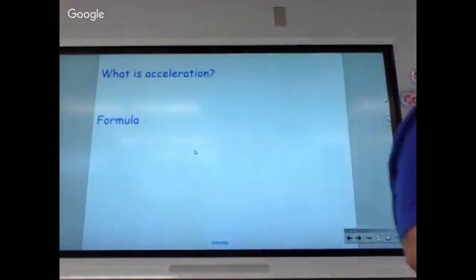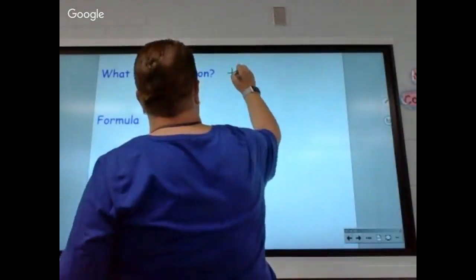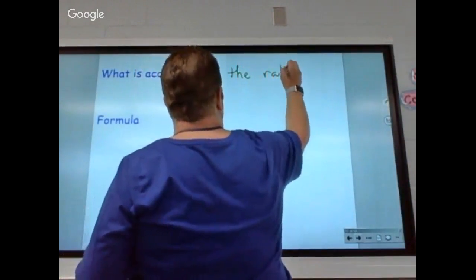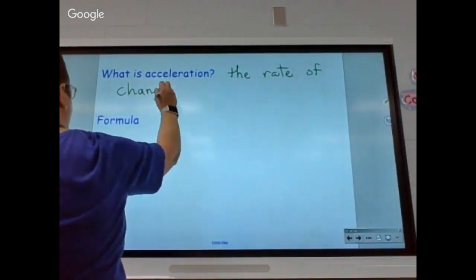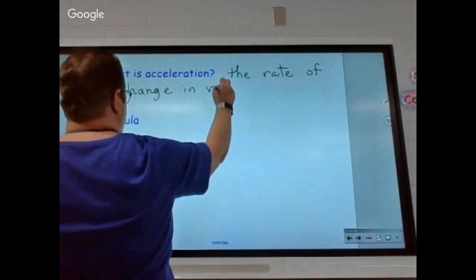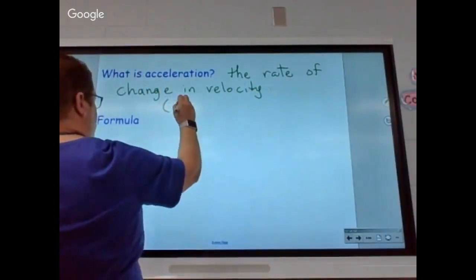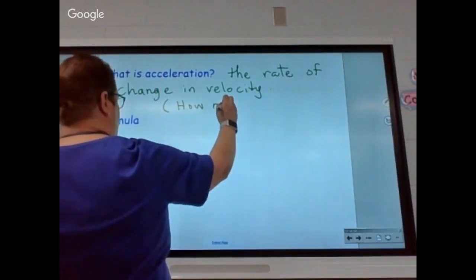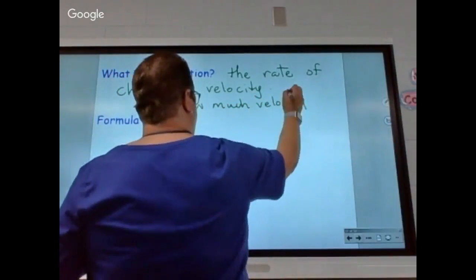All right, if you look at your reference table, the acceleration formula is a little different than the ones we've done. But first, what is acceleration? Acceleration is the rate of change in velocity. Okay? It's basically how much velocity changes.